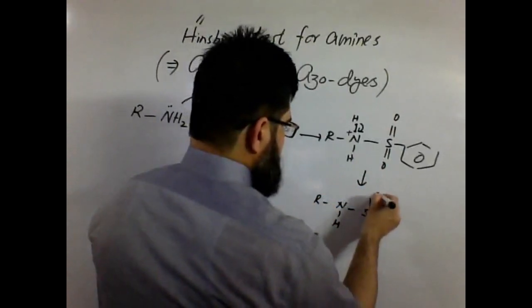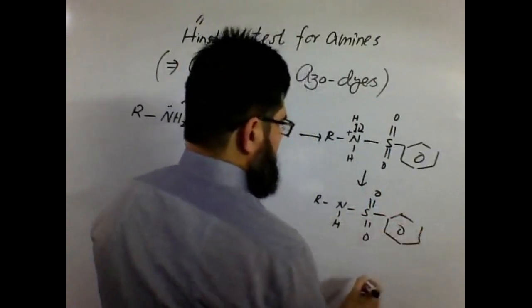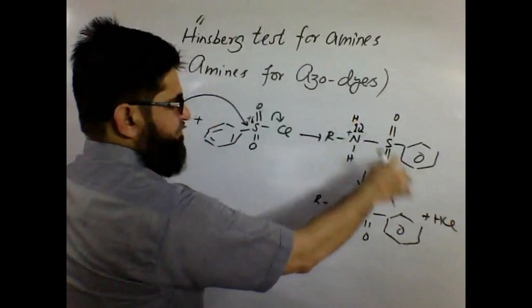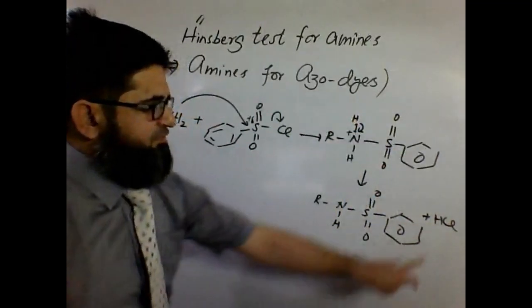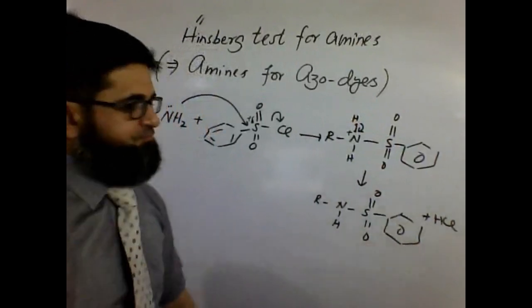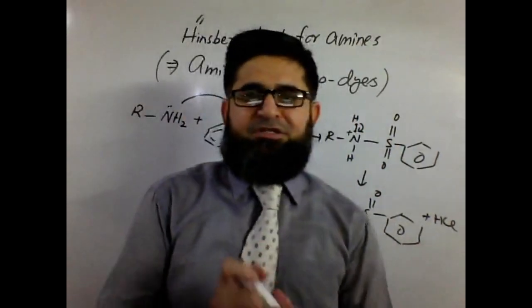Yes, this will be the resultant product plus HCl. The proton from here and the chloro which has been moved will give you the HCl. So this is called a sulfonamide. This is called a sulfonamide. It is produced inside the test tube.